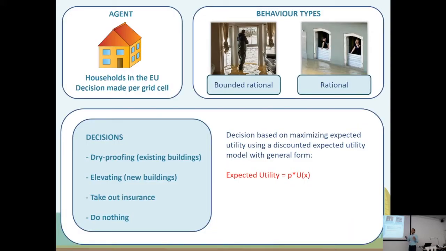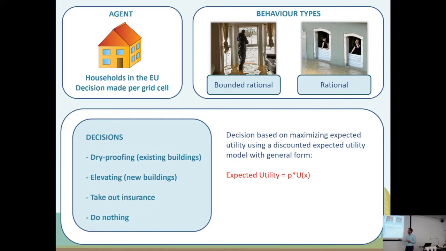So what we did, we have for the whole of Europe agents for the EU based on a certain resolution level, and we have them making decisions, but we also have different behavior types. And of course, ideally, people behave rationally, they have perfect information about the flood risk, and they make their decision based on an economic choice. But we know, of course, from reality that this is not the case. Households have imperfect information. They often respond only after a flood. So if we want to assess risk, we also want to see what is the difference between the perfect world and the world we actually have.